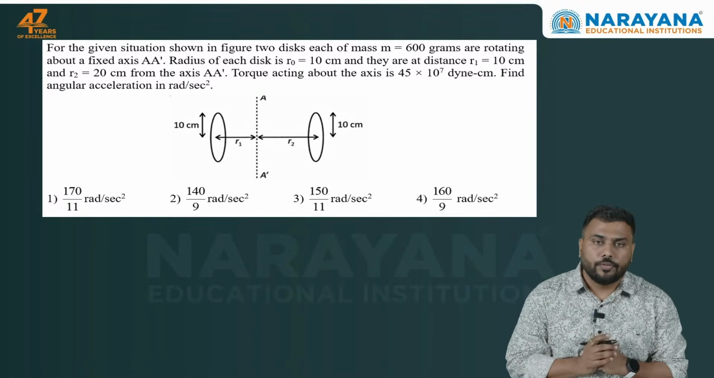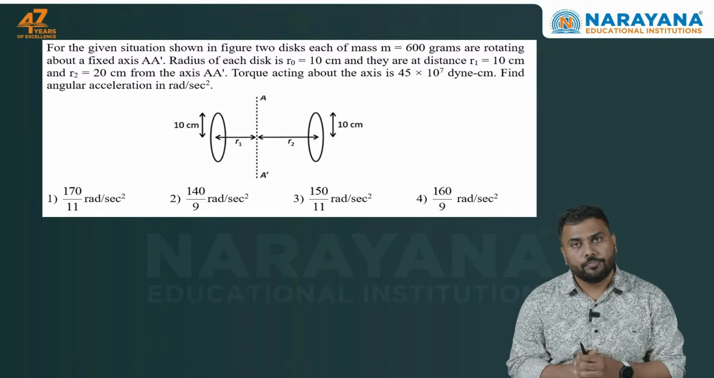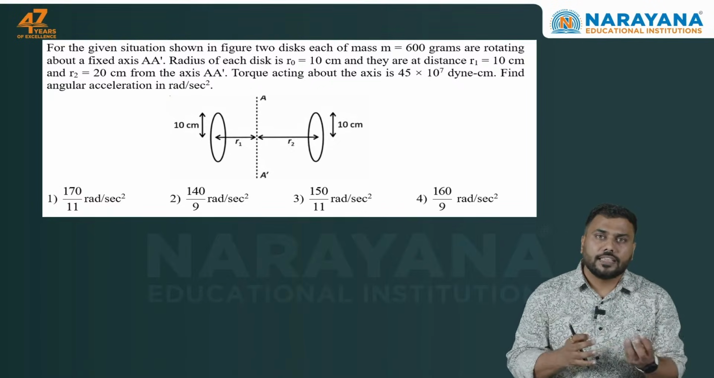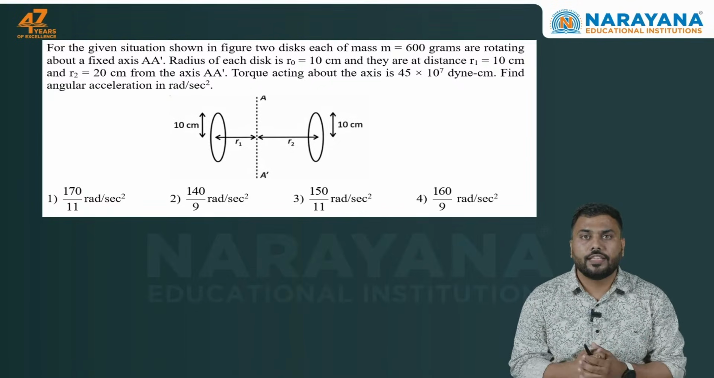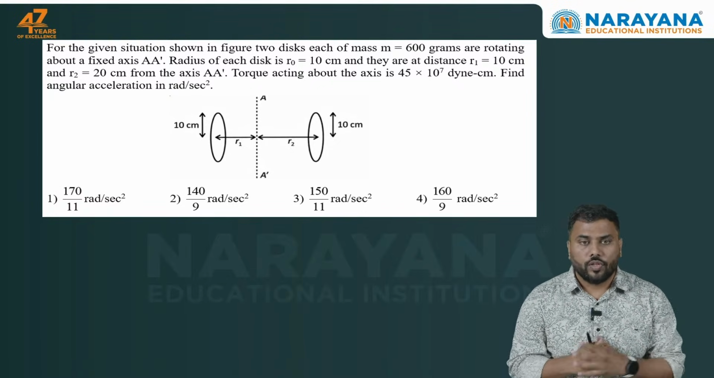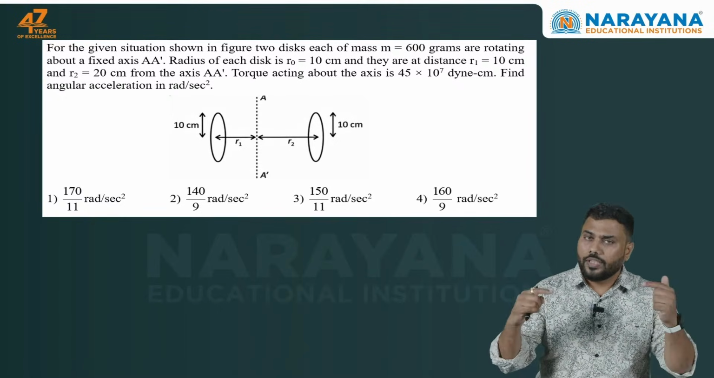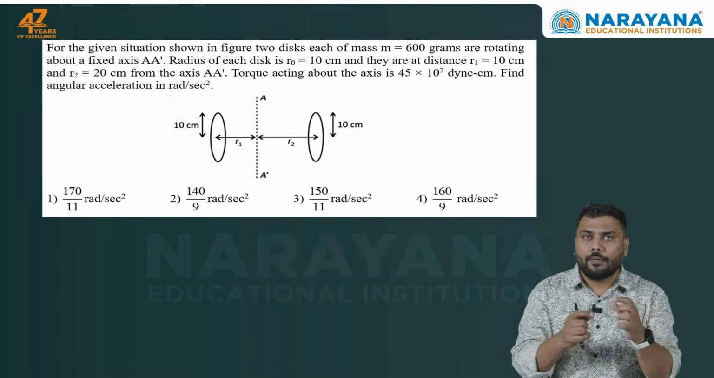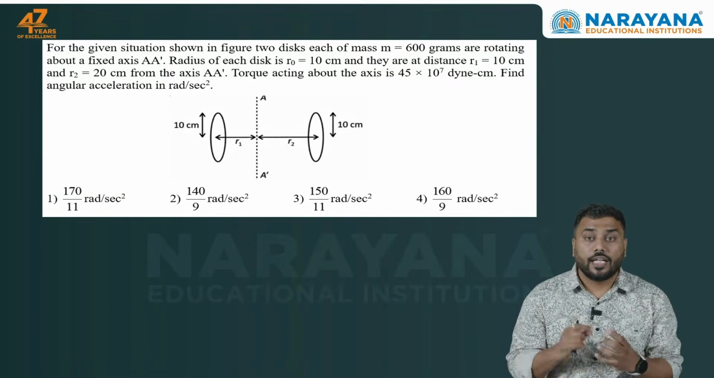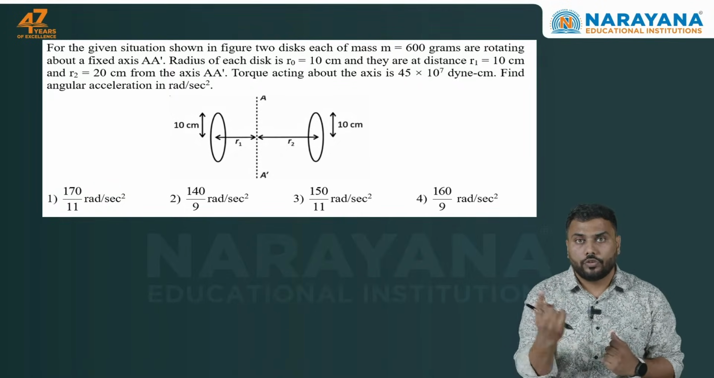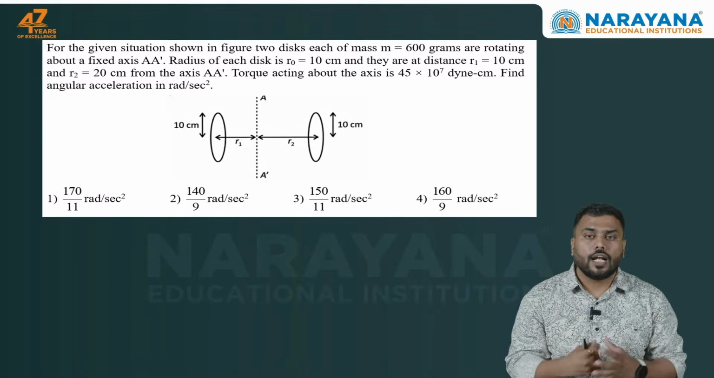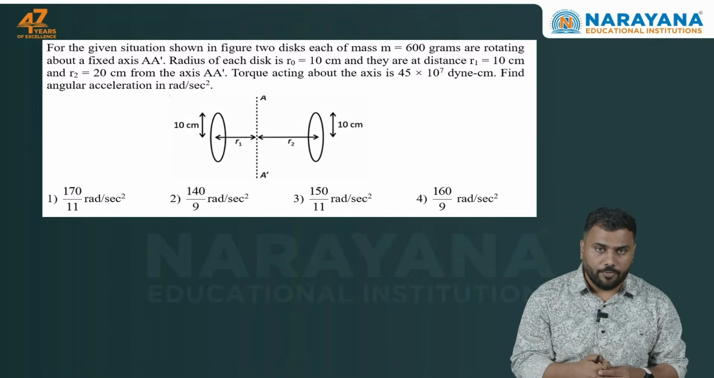Now the next question is a question from rotation. As we have seen in all shifts, at least one question is asked from rotation. Here we have seen 2 questions asked from rotation. What this question is asking: there are 2 discs and an axis about which they can rotate. They are provided some torque. You are rotating the discs with some torque, and they are asking what should be the angular acceleration alpha.